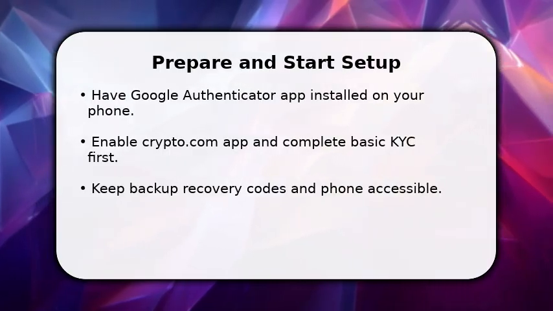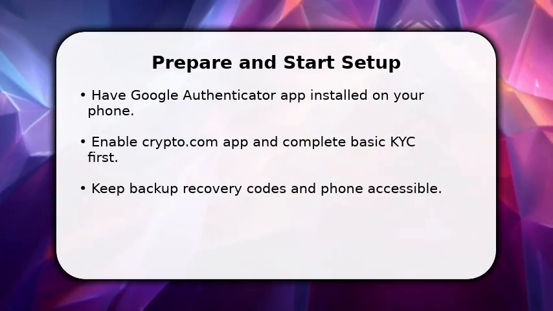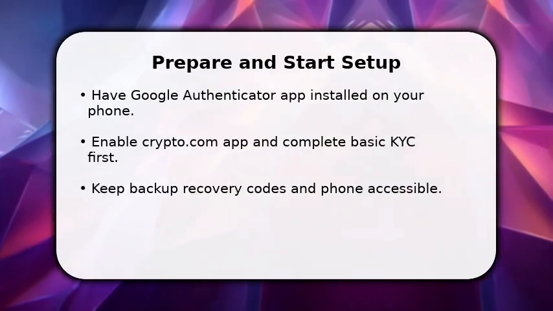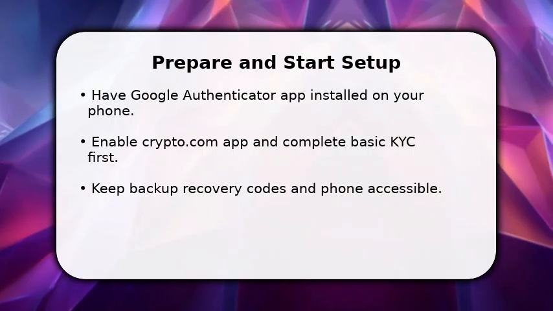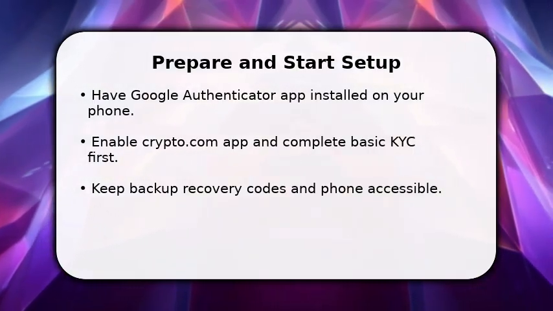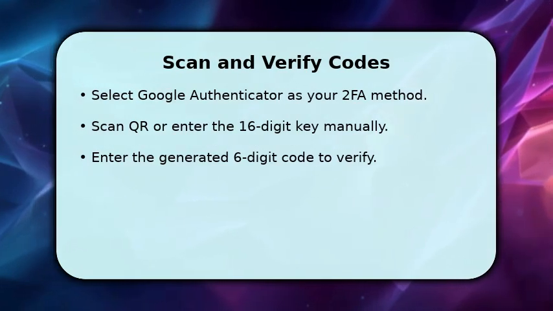Make sure Google Authenticator is installed on the same phone. If you use another device, have it ready for scanning. You're doing this to add a strong second factor, a time-based code, so gather your backup codes and prepare to scan the QR immediately.